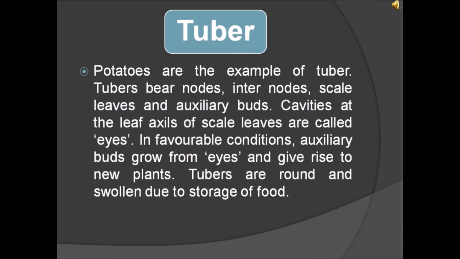Cavities at the leaf axils of scale leaves are called eyes. In favorable conditions, axillary buds grow from eyes and give rise to new plants. Tubers are round and swollen due to storage of food.